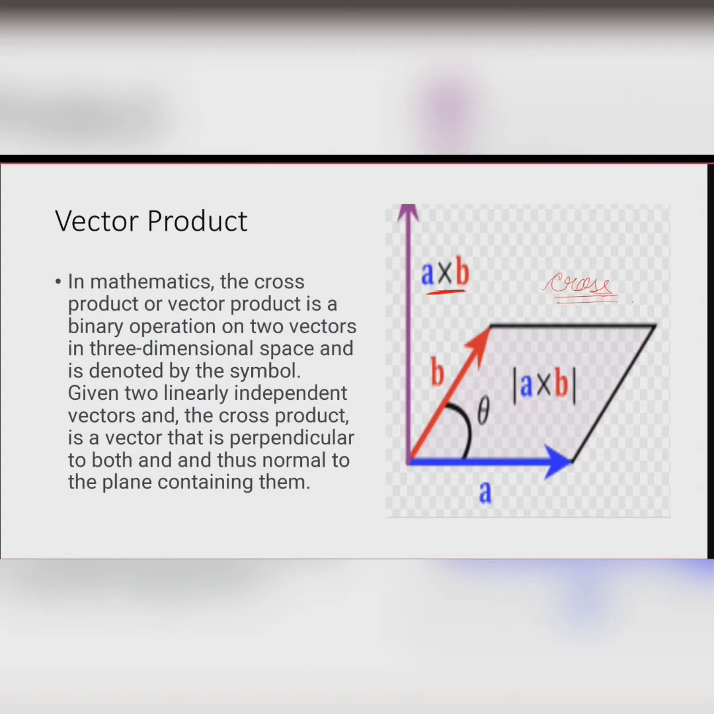And what's the direction? The direction is always perpendicular to both the vectors which we are taking the product of. So here you can see two vectors A and B, and to find the resultant we also use the screw rule. We use either the right-handed screw rule or the right-hand thumb rule.